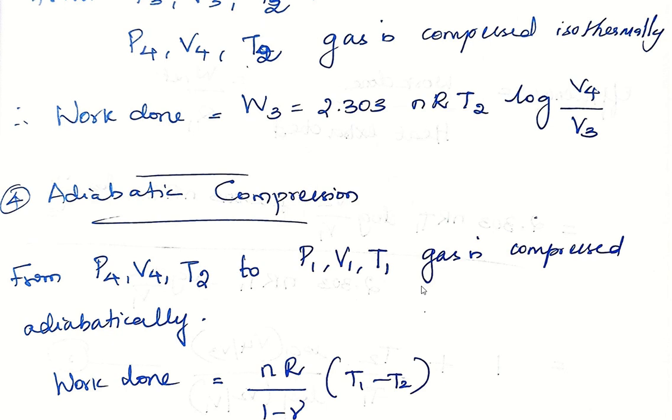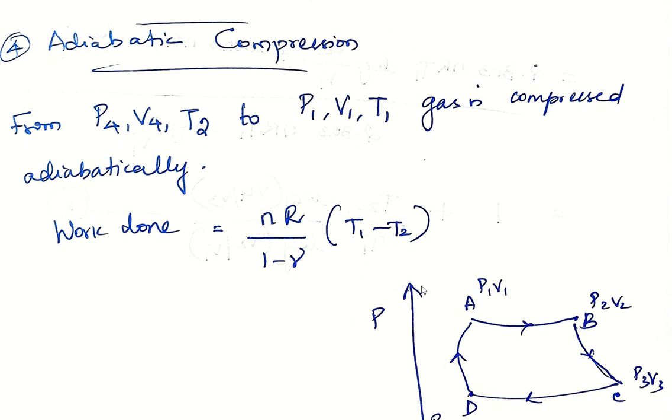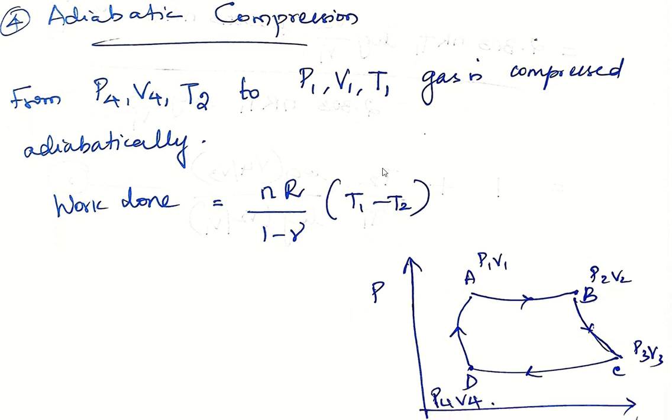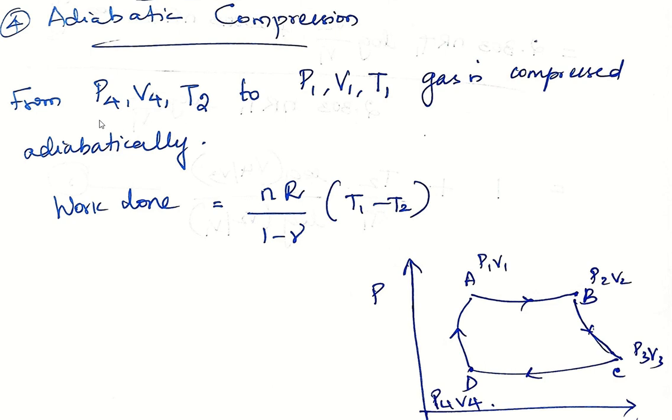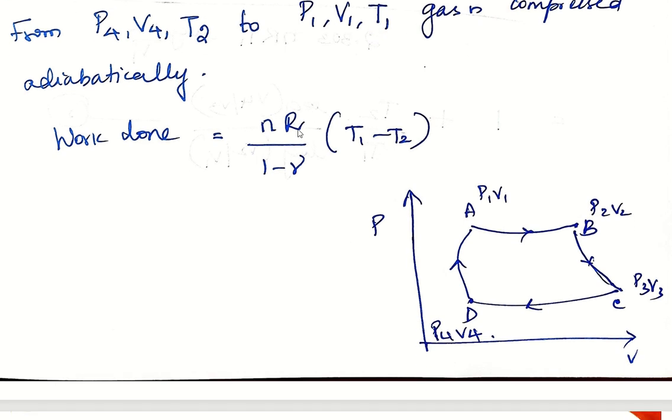Finally, as this is a reversible theoretical explanation of a Carnot cycle, the system is going to reach the initial temperature, pressure and volume. For that we move to the adiabatic compression. The pressure moves from P4 to the initial pressure P1, the volume moves from V4 to the initial volume V1, and the temperature moves to the initial temperature T1, because the gas is compressed adiabatically. The work done is given by nR divided by (1 minus gamma) multiplied by (T2 minus T1), but here the final temperature is T1.